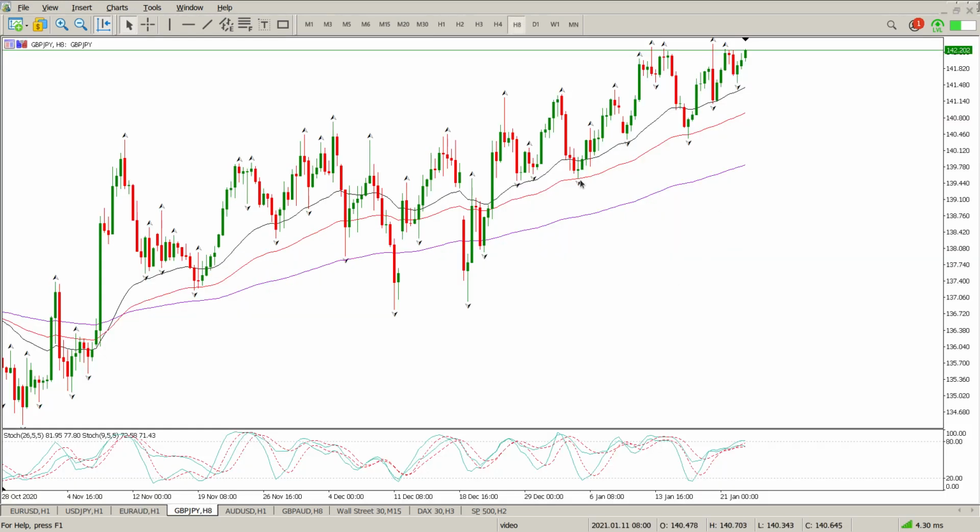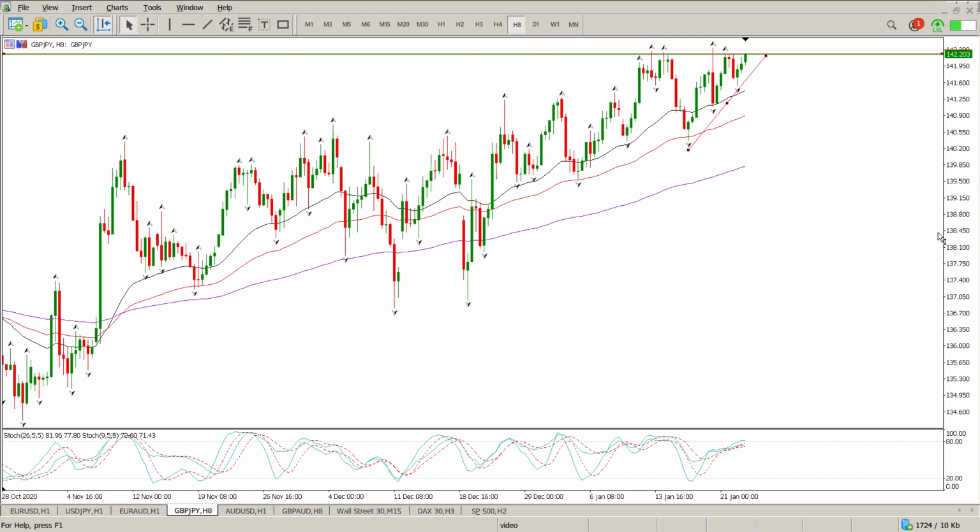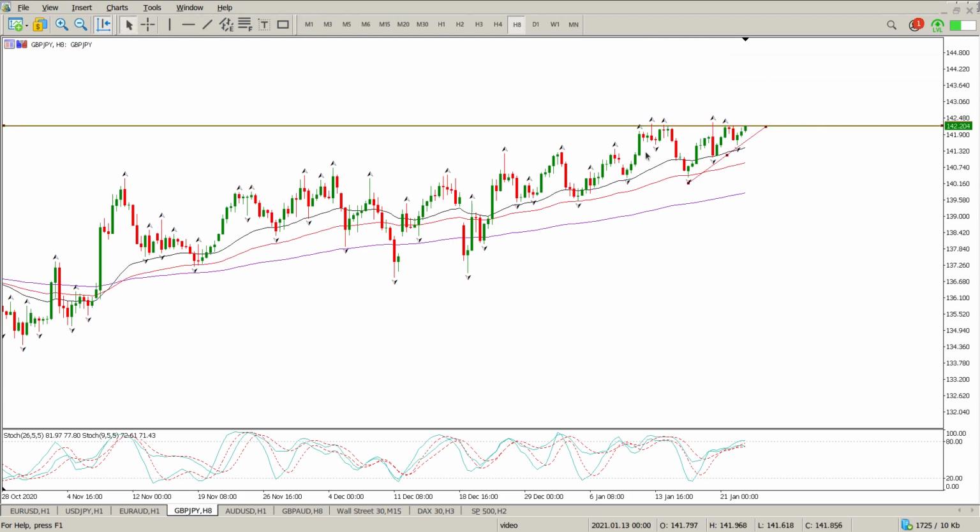British pound, Japanese yen. We have a fairly strong level that we are battling with at the moment, but we are moving up, we are trending up. So inverse head and shoulders at the top here as well. There's a shoulder, there's a head, there's a shoulder.